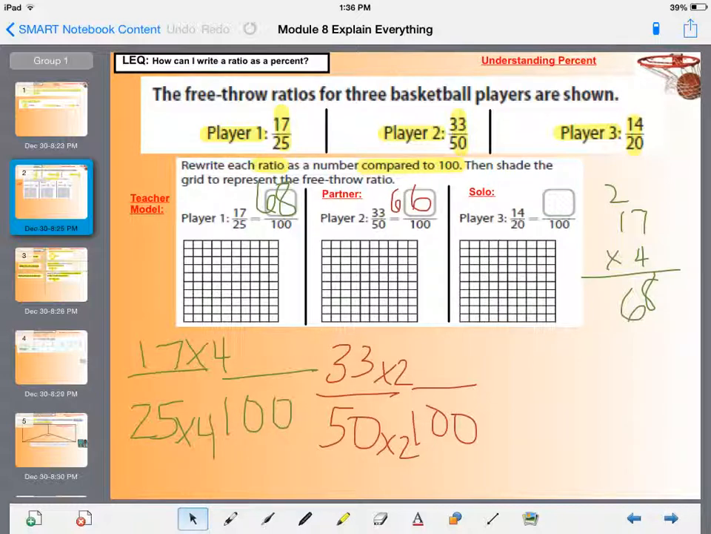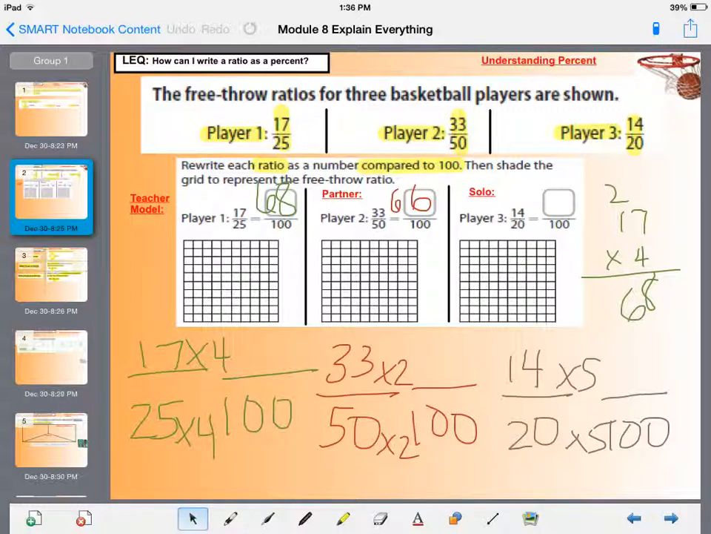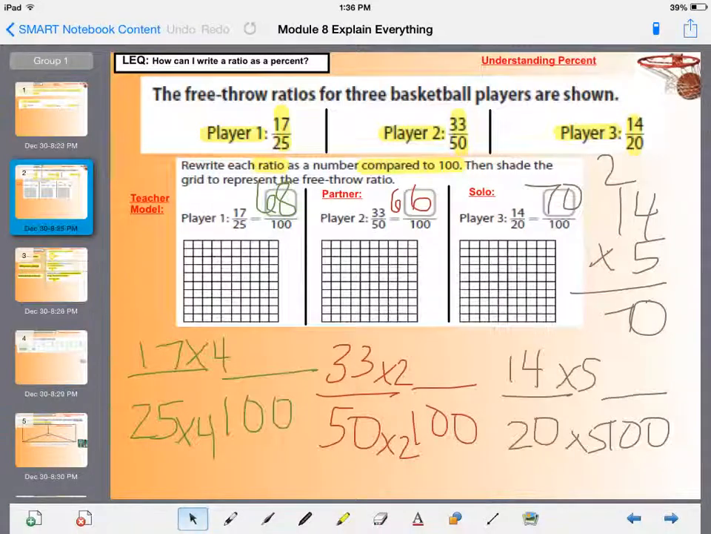And lastly, player 3, his free throw was 14 out of 20. Again, percents are always out of 100. So to get from 20 to 100, we do times 5. And 14 times 5, let's do it over here. Zero. Player 3 had an average of 70%.